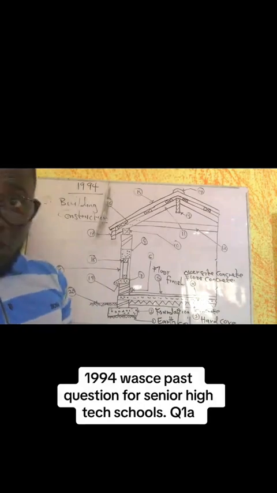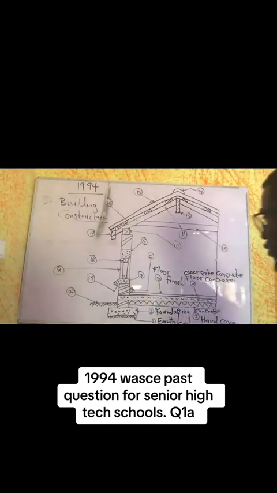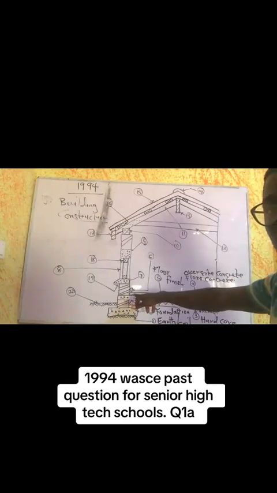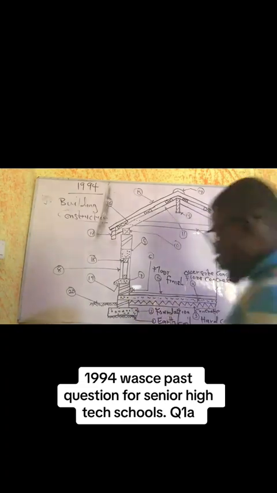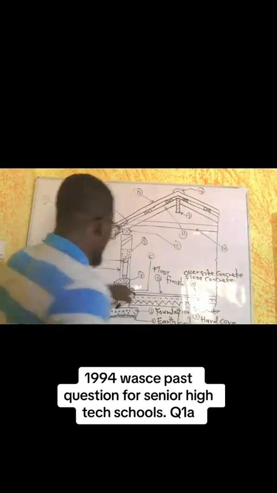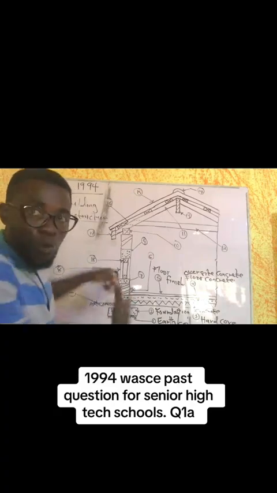Now we come to number six. I just want you to see it well. That is the skirting board. I'm talking about this skirting board. With the floor, this is guiding the floor finish at the corners.